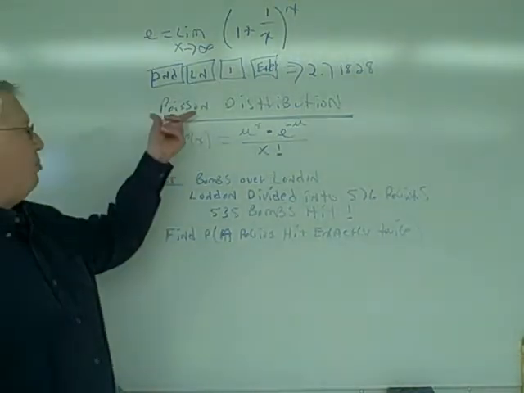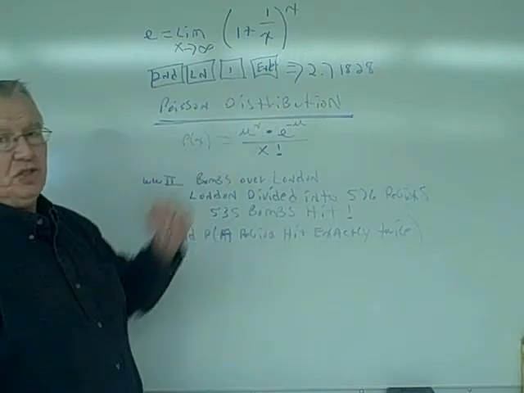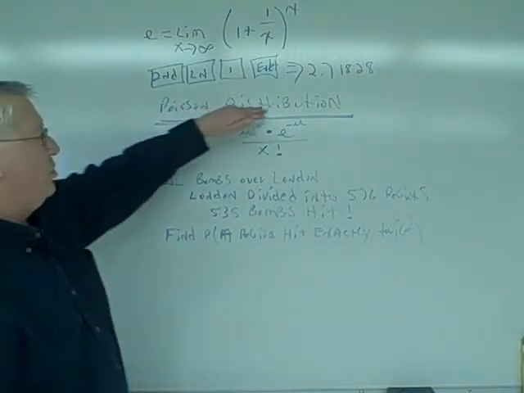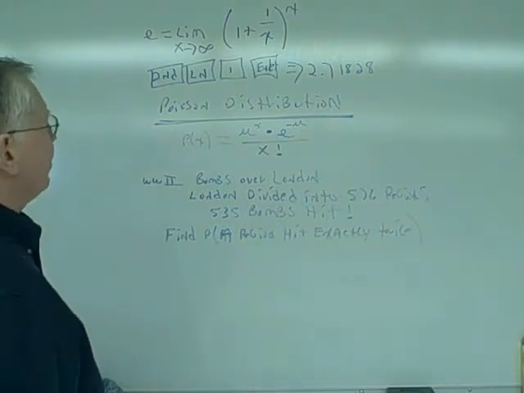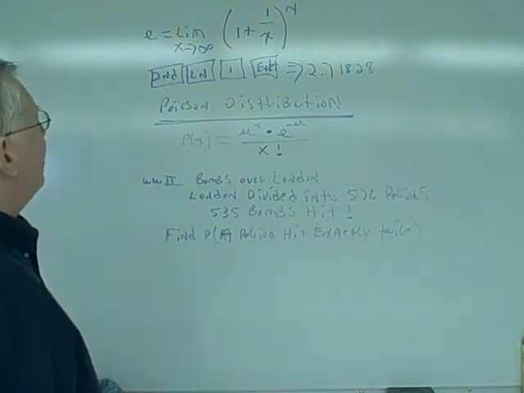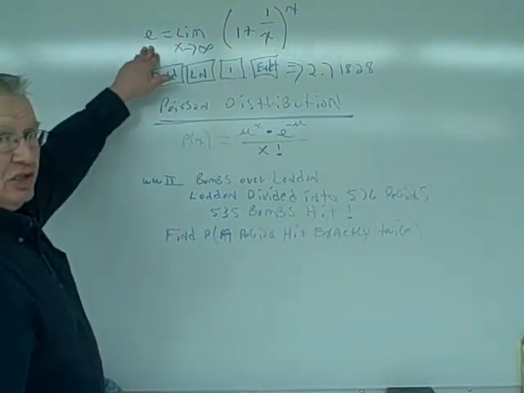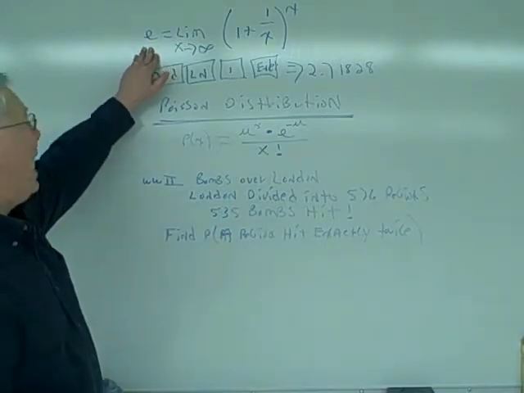Now we're going to talk about a Poisson distribution. Poisson. I just looked it up in the dictionary. First of all, we need to define e, which is a transcendental number a lot like pi.